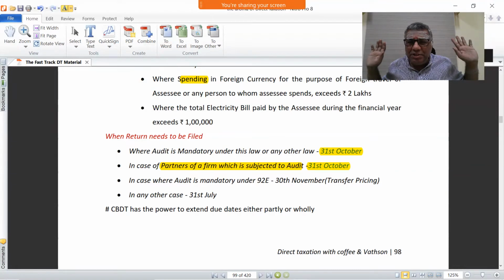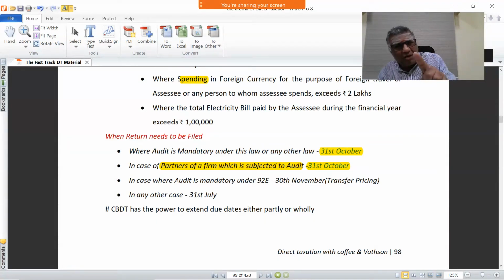I am an individual who does not have income at all, and I don't fall in any of the special circumstances category. So, I need not file my return. Is my understanding correct? The law then comes and tells us, boss, if you have loss also, you should file. If you have loss also, you should file.